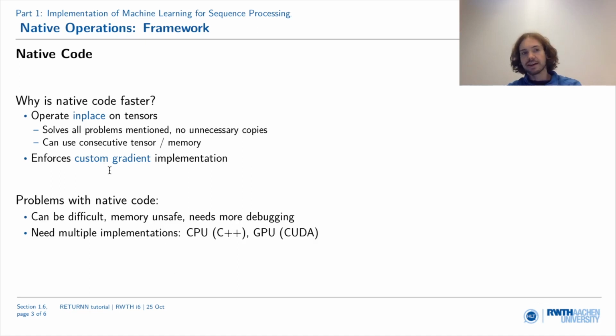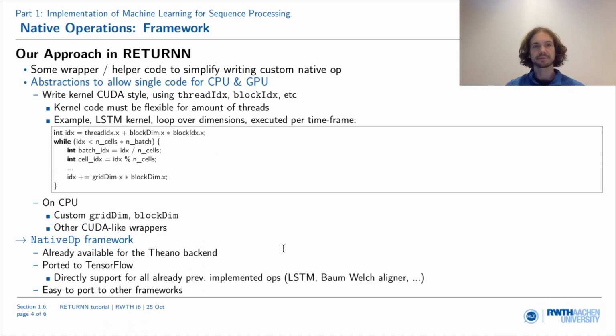Why is it faster? Again, first of all, most importantly, it can operate in place on tensors. This solves most of the problems we mentioned. No unnecessary copies are needed. Also, you can operate on one consecutive block of memory. It forces you to write a custom gradient, which then also makes it faster. I mean, more effort, of course, but yeah. Problems can be difficult: it's memory unsafe and needs more debugging. Also, you need multiple implementations. Usually you would have a separate implementation on both CPU and GPU.